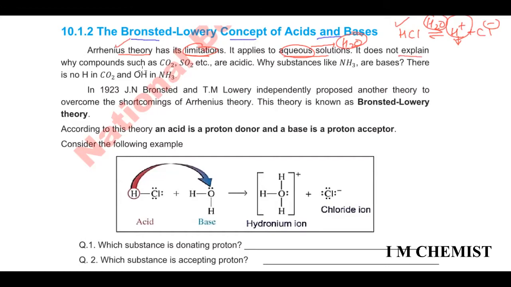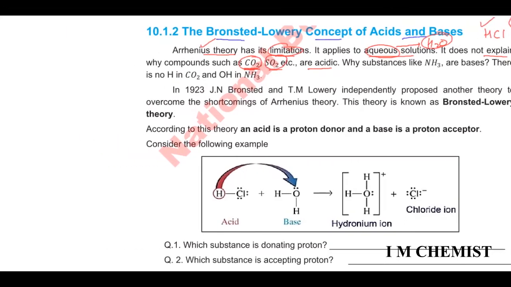It does not explain why compounds like carbon dioxide, sulfur dioxide, etc. are acidic. If we talk about carbon dioxide, if we talk about sulfur dioxide, then we say that these both are acids, although they do not have any proton. As per the concept of Arrhenius theory, acid is that species or substance which has the ability to donate proton. But in case of sulfur dioxide and carbon dioxide, we don't have any hydrogen atom, but still their nature is acidic in nature. So this was not explained by Arrhenius theory.